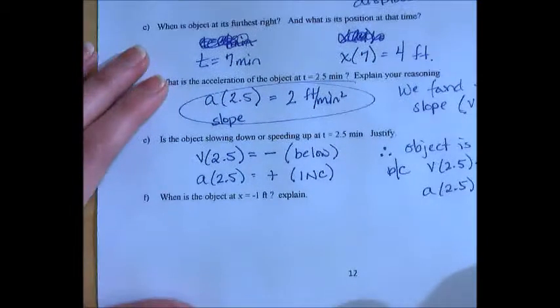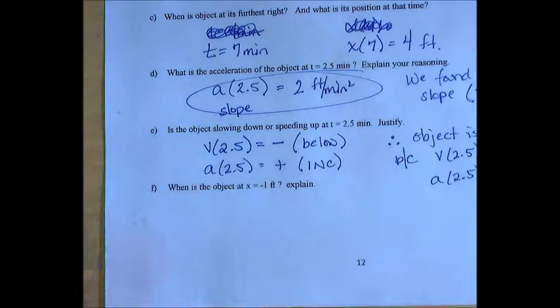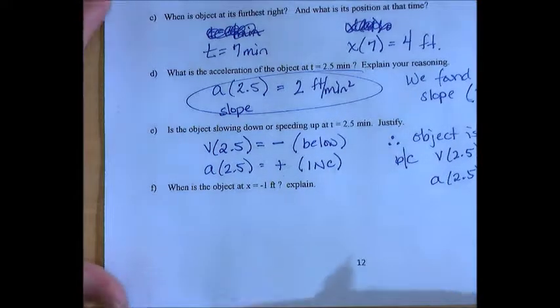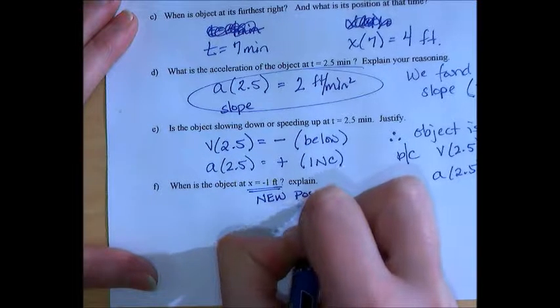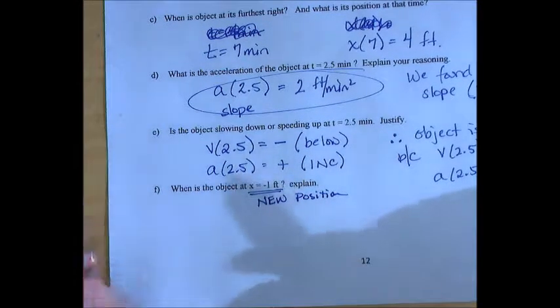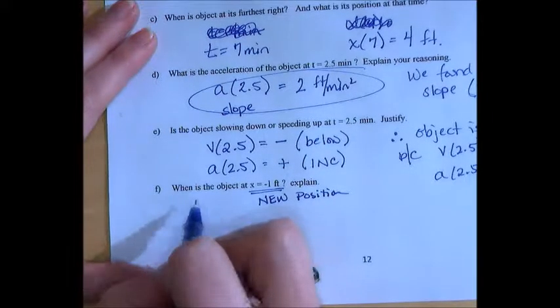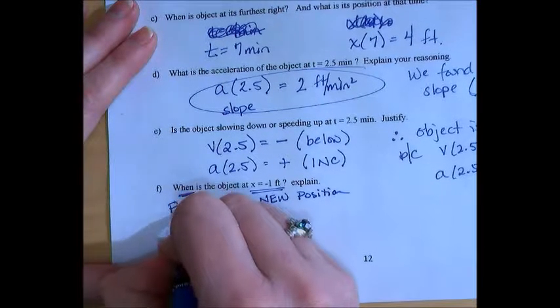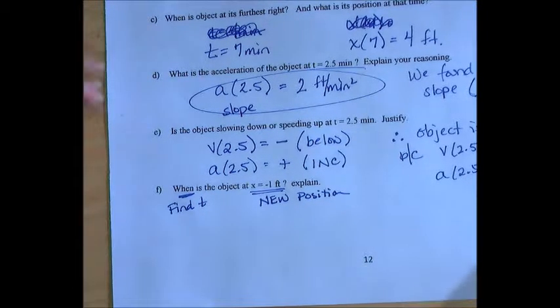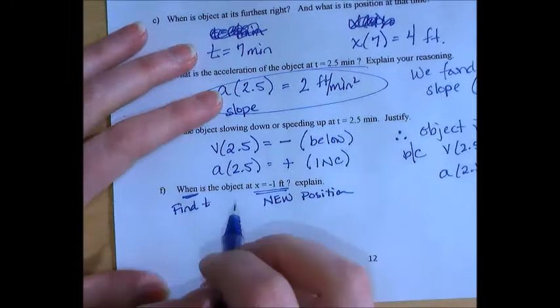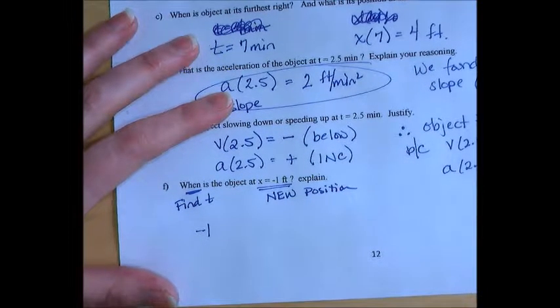Okay, and the final chunk of this question right here. When is the object at x equals -1 feet? And explain. Okay, so this is very similar to that new position. Only difference is they actually gave us the new position. I want to know what the time is at that new position. When? We have to find t. When are we at that position of -1 feet? So I'm going back to my new position formula. They gave us a new position of -1.